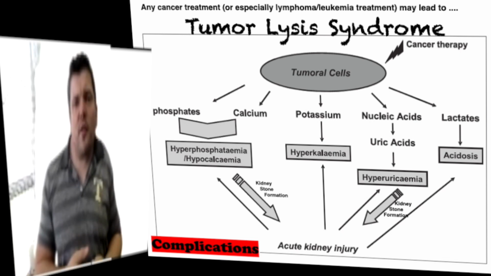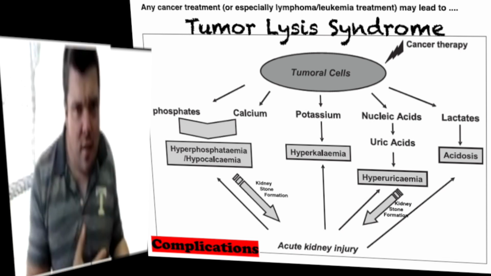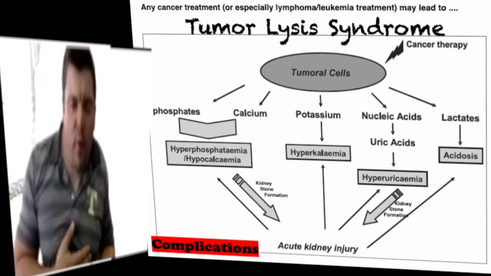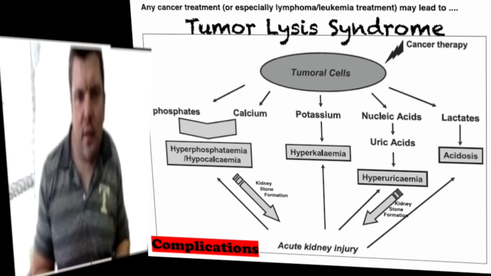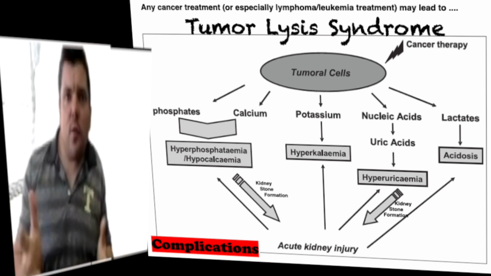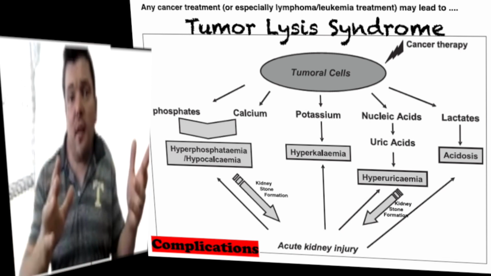Tumor lysis syndrome is something that is often anticipated, but when it's not, it can be very challenging to treat. And the acute kidney injury as a result of it may be permanent.